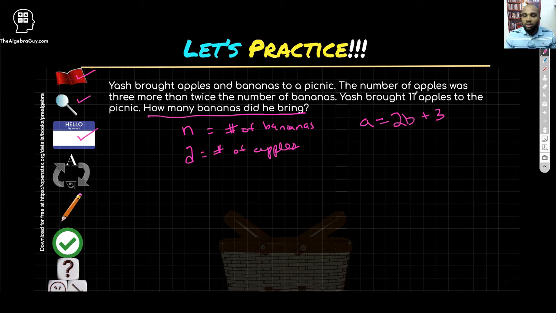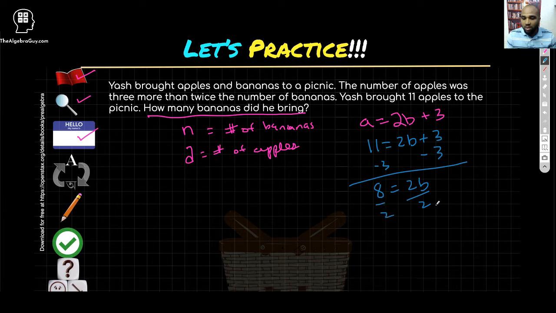So Yash brought 11 apples to the picnic. Okay, great. So we have this translated now. Apples was 3 more than twice the bananas, and now we know what the apples were. They're 11. So knowing that, we can figure out how many bananas he brought. So let's actually solve this. Subtract 3. 11 minus 3 gives us 8. So we divide by 2, and B is going to equal 4.